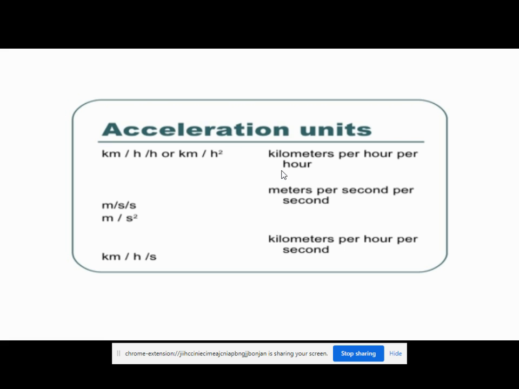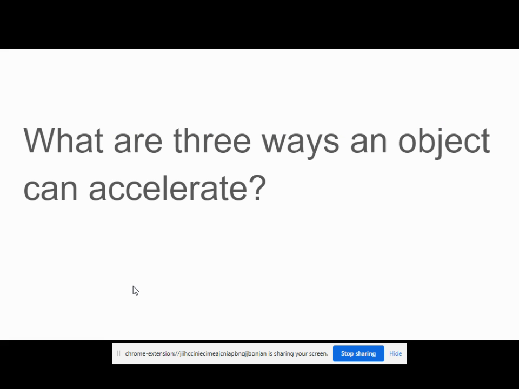Now, acceleration is usually in meters per second squared, or kilometers per hour per second. So think about miles per hour per second: how fast you can get from 0 miles an hour to 60 in 6 seconds. That would be the kind of unit we're looking at.